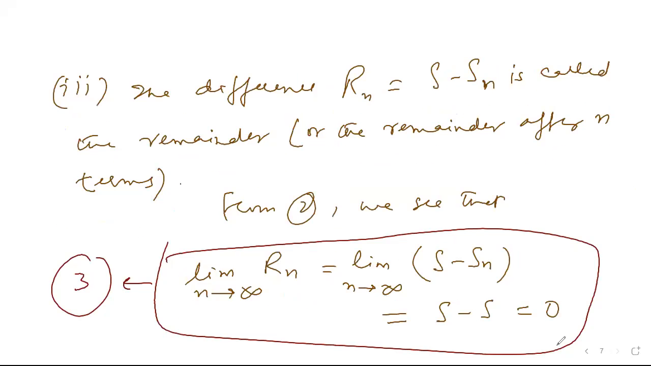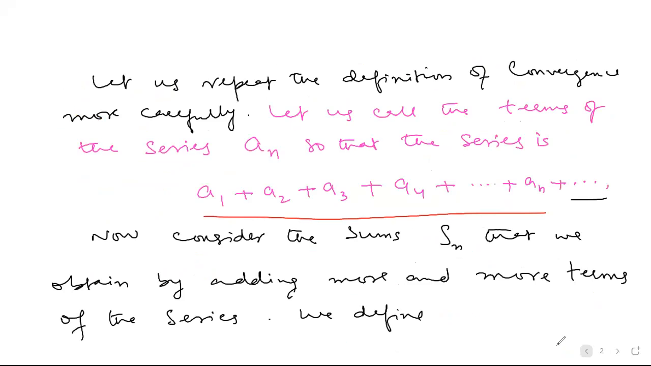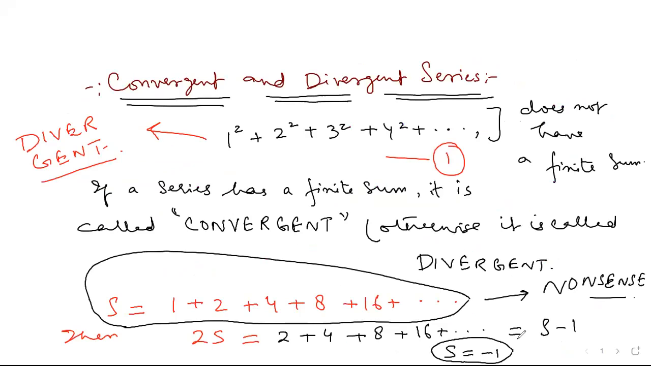So this is all for today. I will summarize the lecture. We talked about convergence and divergence. We first said that if the series has a finite sum, it is convergent, otherwise it is divergent. Then we talked about this particular series 1. We said it doesn't have a finite sum, it is divergent.